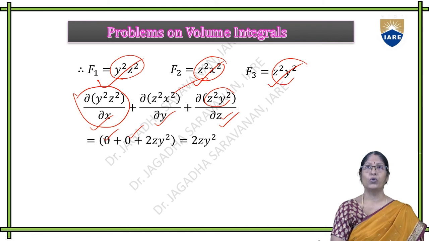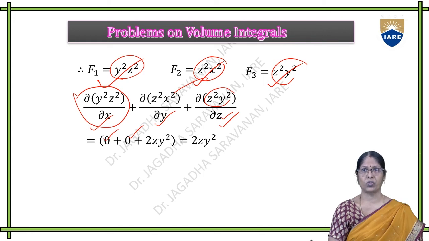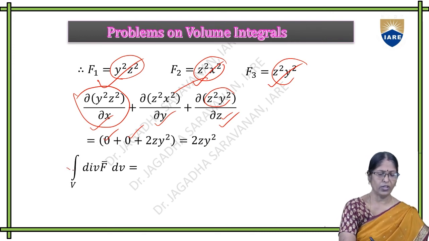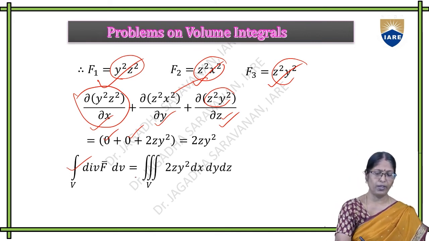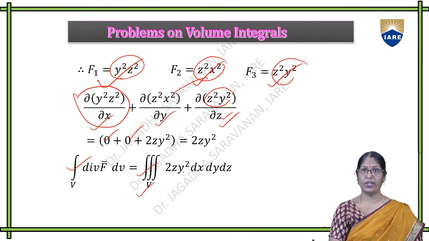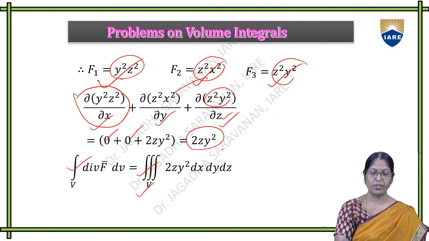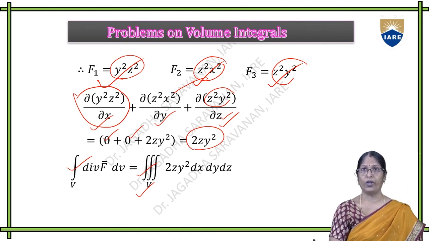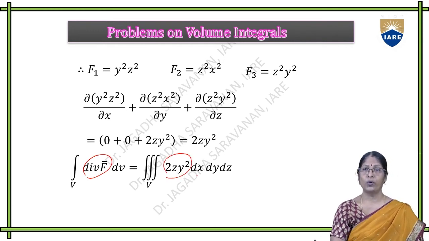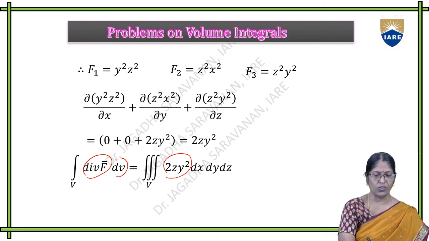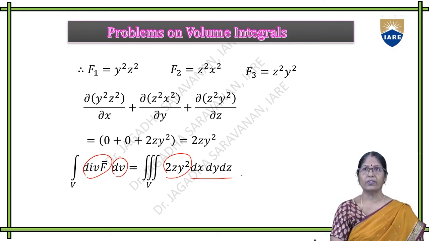So z square is 2z, and y square, even though it is another variable, is treated as a constant. So we get 2z y square. Now we have to find the volume integral of div f dv. So the triple integral over V of the divergence of f, which we just obtained as 2z y square, dv, which is replaced by dx dy dz.